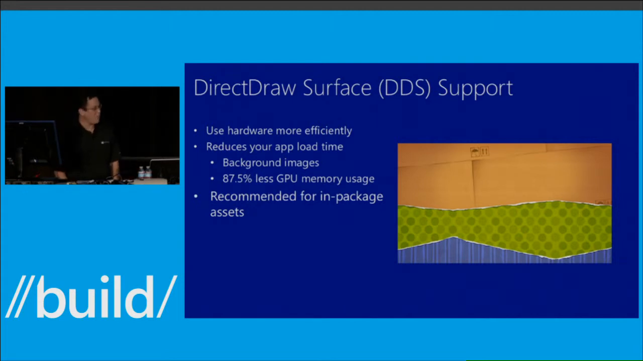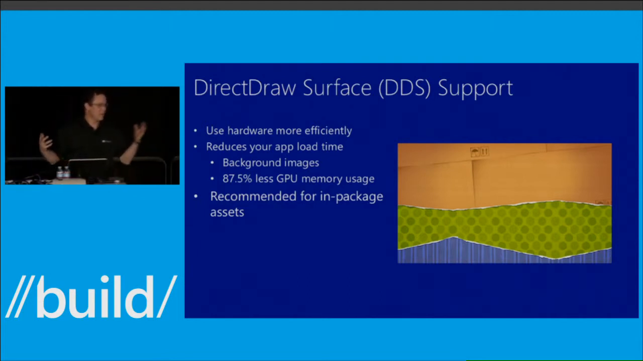In Windows 8.1, we're supporting DDS image format in your Windows Store apps. Unlike other image formats that need to be decoded in the GPU first, DDS uses almost no CPU decode time, thus allowing you to load directly to the GPU, using your hardware more effectively. Use it for background images to reduce your GPU memory usage up to 87.5%. It's almost like being able to load your background instantaneously, which is really fast.